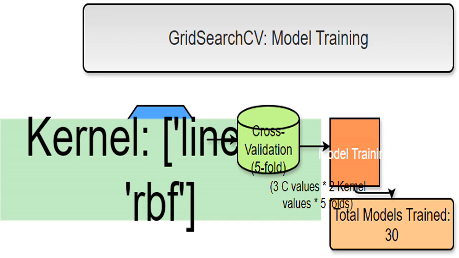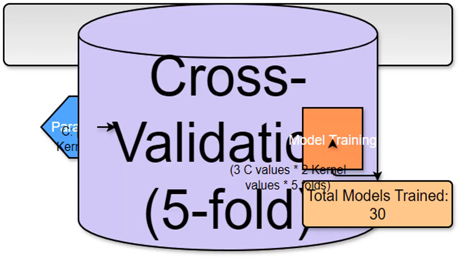Here, I'm checking out 2 different kernel functions, linear and RBF, radial basis function. The kernel defines how the model maps data points into a higher dimensional space where it can find a linear separating hyperplane. Each kernel has its own strengths and weaknesses, and selecting the right one is an important part of model tuning.